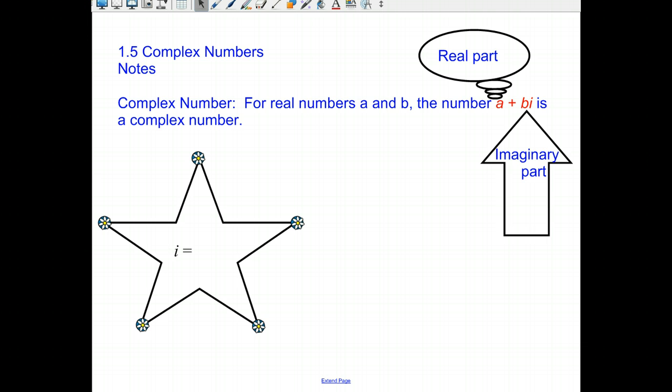Imaginary numbers are also called complex numbers. For a complex number, there will be two parts. You'll have a real part and an imaginary part, usually written together as a plus bi. So the real part here is the a, the imaginary part is the bi, and the definition of i is the square root of -1.